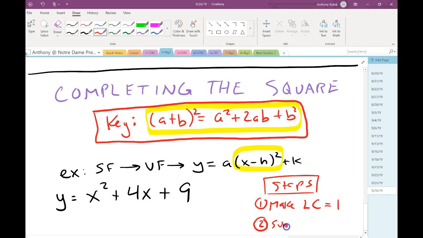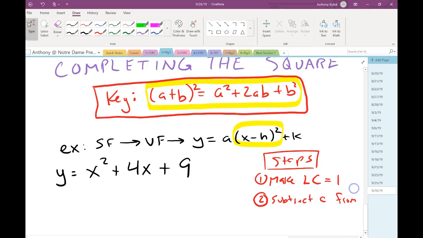Let's do this. The next thing we're going to do is subtract c from both sides. What do I mean by c? I mean in a standard form equation, we're talking about the coefficients a, b, and c.